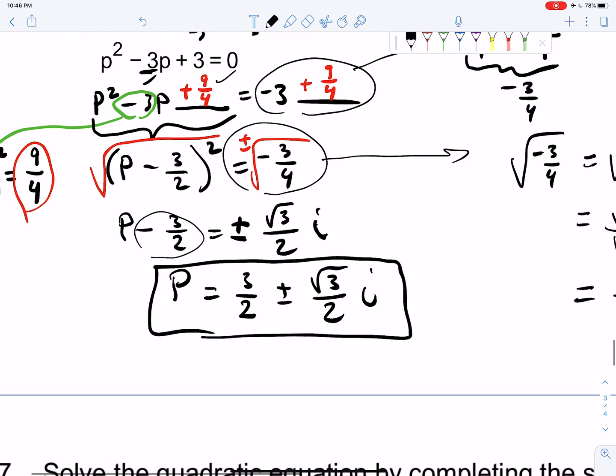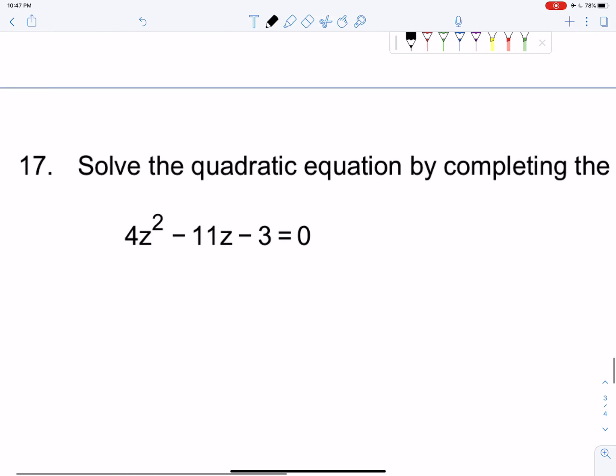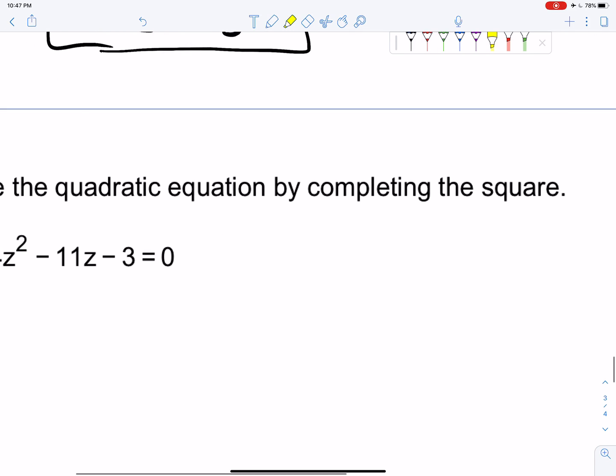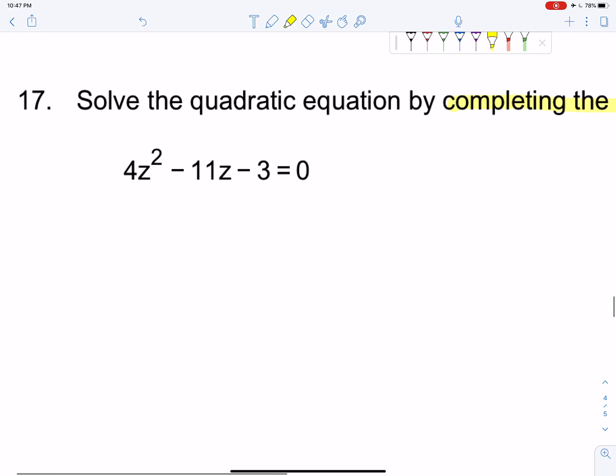And why was that harder? Because of that little guy right there, right? That one right there, that odd number, because you had to divide by 2. Solve by completing the square. Same thing. Okay, solve by completing the square.